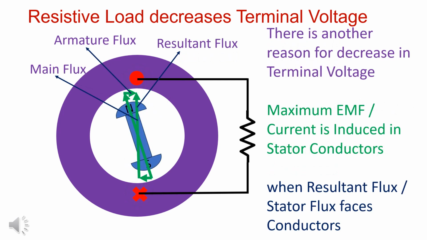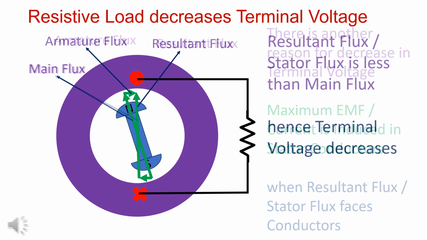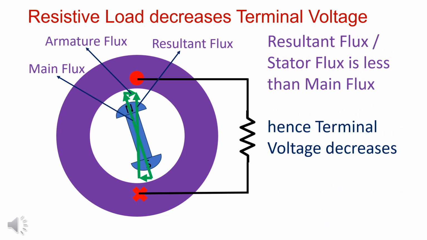There is another reason for reduction of terminal voltage. Maximum EMF is induced in conductor when resultant flux and not the main flux faces conductors. The resultant flux is less than the main flux, hence terminal voltage decreases.